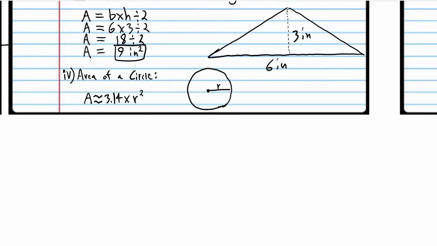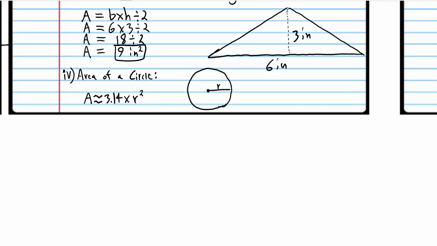Now, this is the area formula. And notice we have squiggly lines. That means the area is approximately equal to 3.14 times r squared. Now r is the radius. The radius is a line segment that goes from the center of the circle to a side. And this tells us that if you plug in the radius to this formula, you can find the area of the circle, which gives us an approximate measurement of how many squares you can fit into the circle. It's a measure of the space inside the circle.